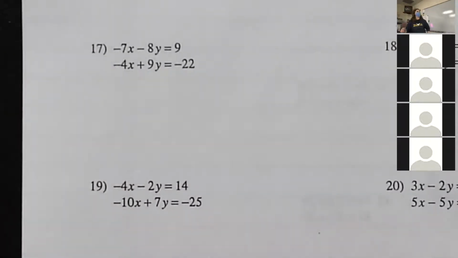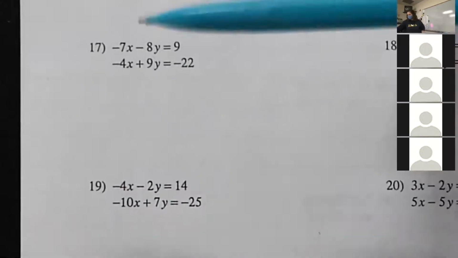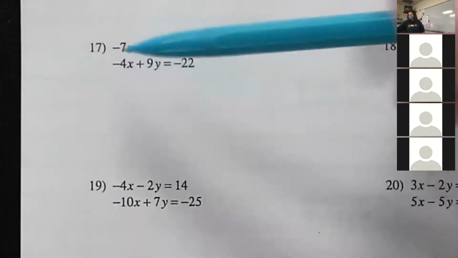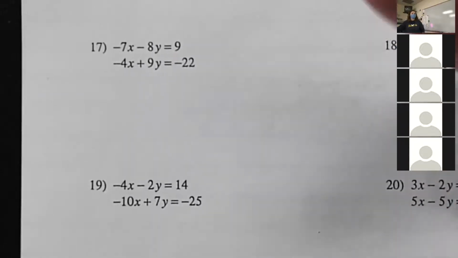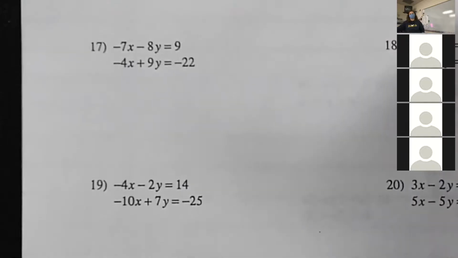So sometimes you're going to get problems where I can't make this 4 into a 7 and I can't make that 8 into a 9. So what we're going to have to do is find that common number between both of them. So we're actually going to have to multiply both of them by something.